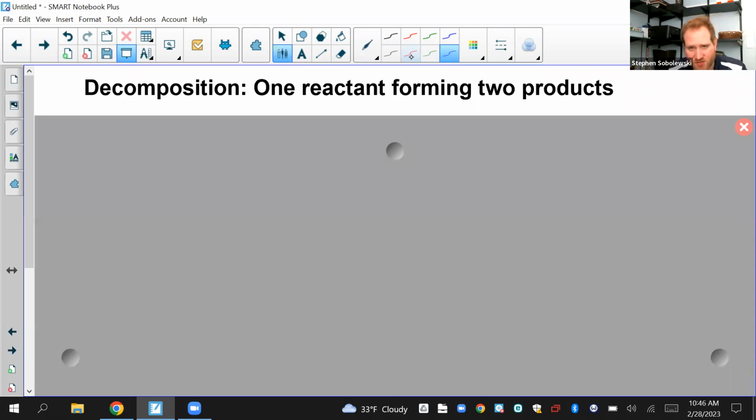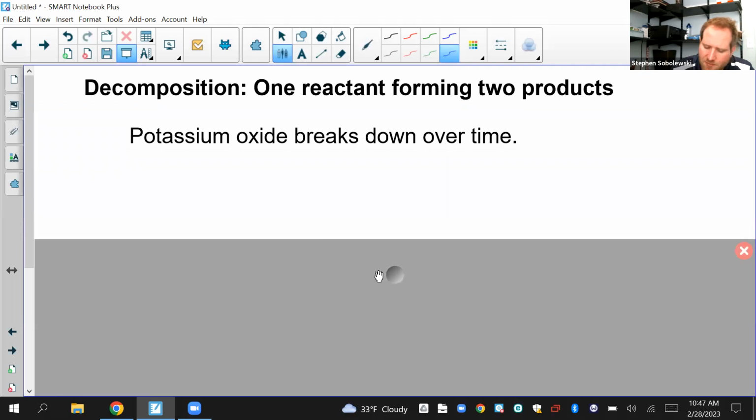Decomposition, you can think of this as the opposite of synthesis. Instead of 2 things becoming 1, we have 1 thing becoming 2, 1 reactant forming 2 products. For example, potassium oxide breaks down over time. So potassium oxide, it's going to be K+, O2-, so that's going to be K2O. Breaks down over time, there's your arrow.